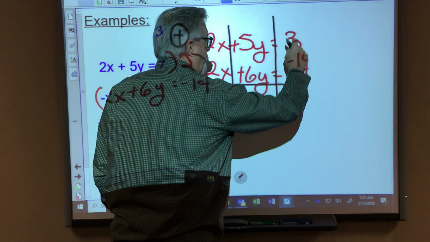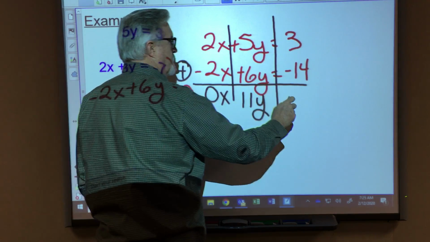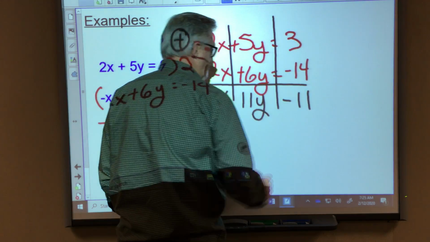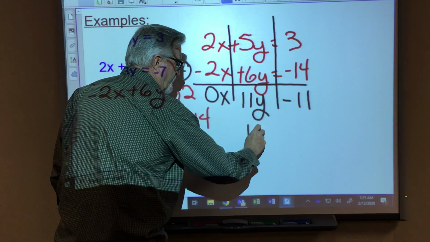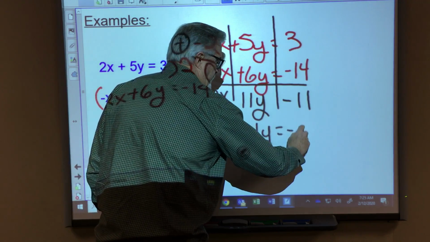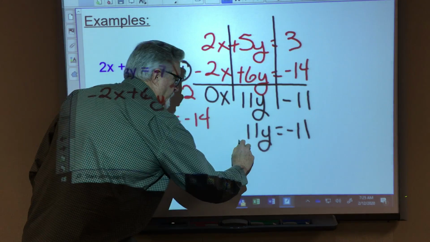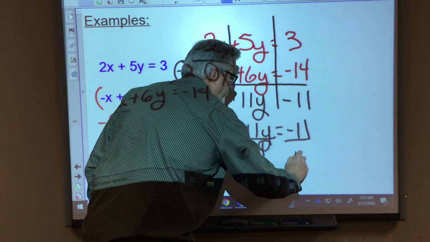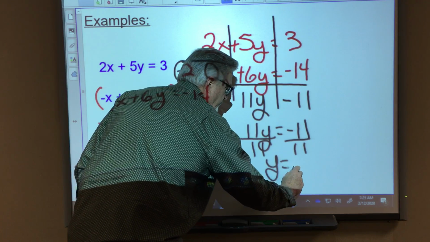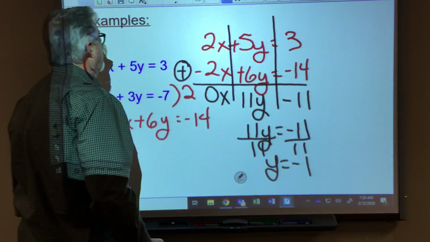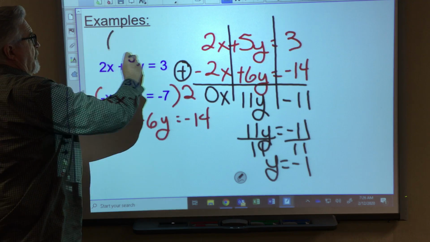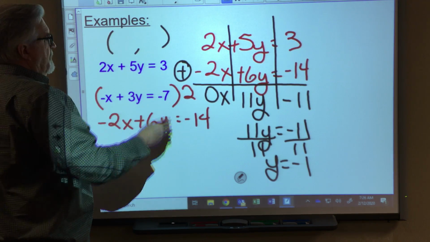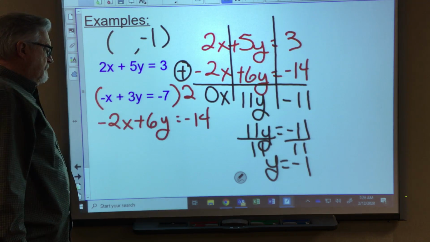Here we have 3 plus a negative 14, which would be a negative 11. The resulting equation would be 11y is equal to negative 11. We'll divide both sides by 11, which gives us y is equal to negative 1. So we know that in our ordered pair, in our solution, y is equal to negative 1.